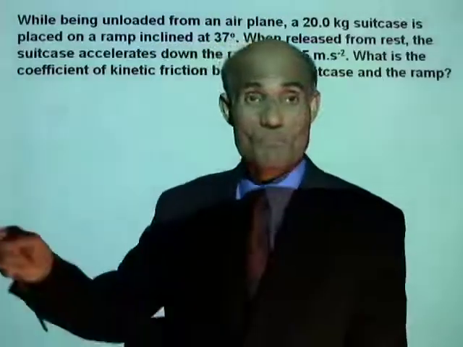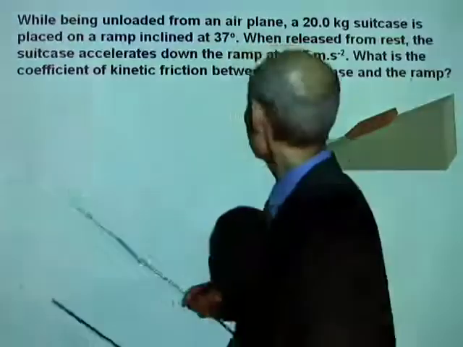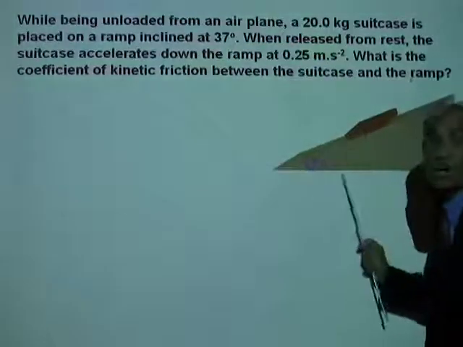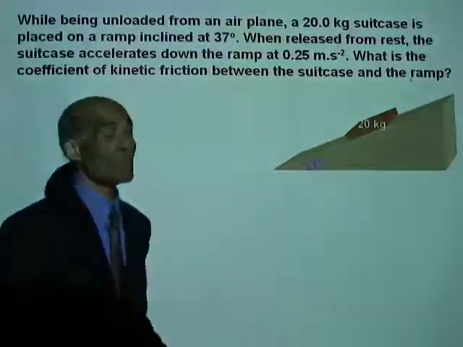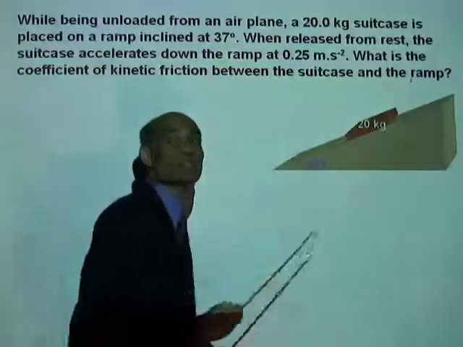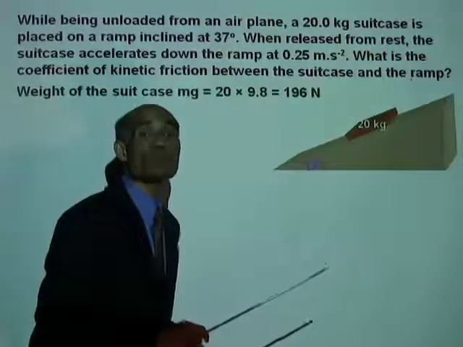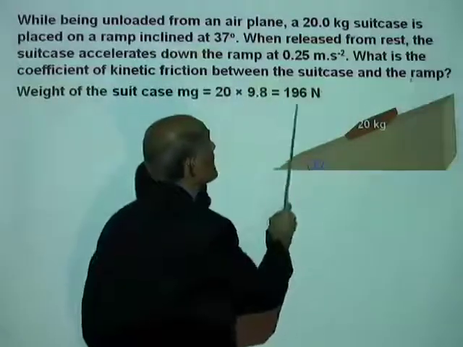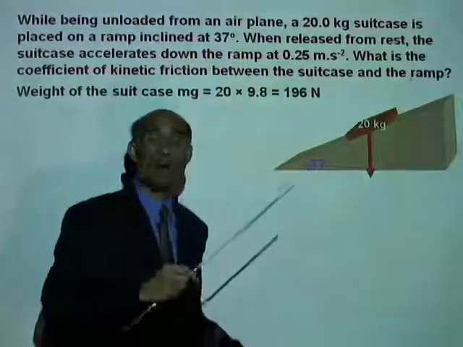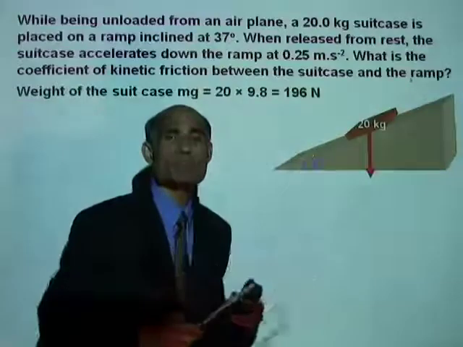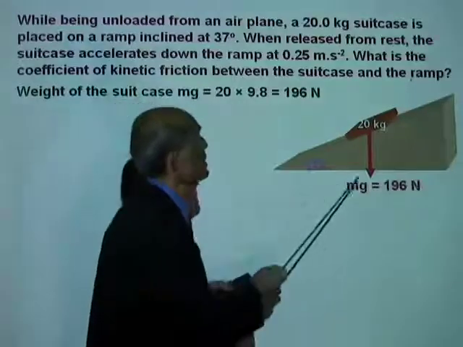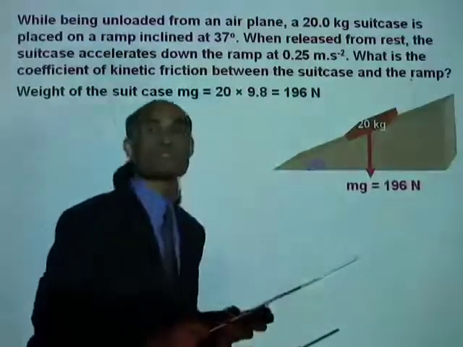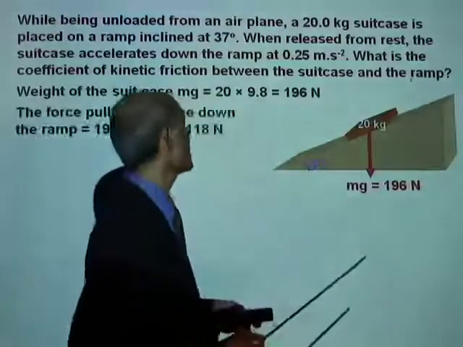Well, we have an inclined plane again, so let's make a picture of that. This is a suitcase on the ramp inclined at an angle of 37 degrees. The mass of the suitcase is 20 kilograms. That means its weight will be 20 times 9.8, 196 Newton acting vertically down. Now always do these preliminary steps, because the more times you do it, the better you learn these concepts. So mg equals 196 Newton acts vertically down on the suitcase.